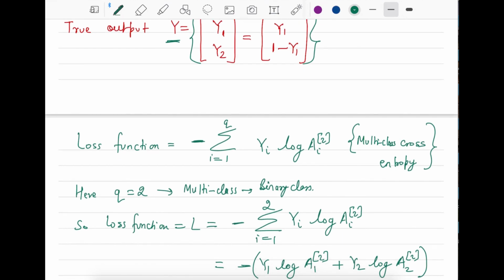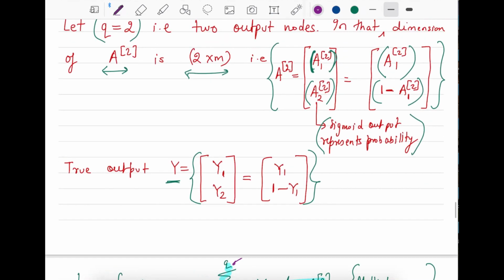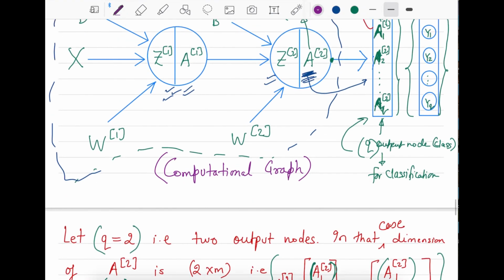So maybe in your earlier courses on machine learning, you must have seen this type of loss. Maybe we will discuss this if some of the people don't know it. This is the loss which we call multi-class cross entropy loss. It runs from i equal to 1 to Q, as Q is the total number of classes here. We have Q classes here, right?